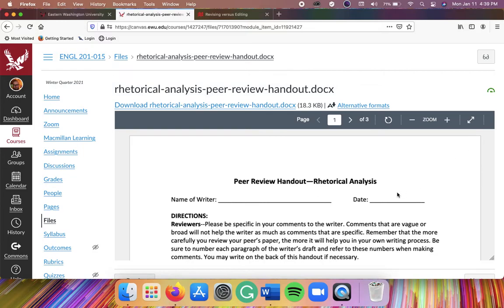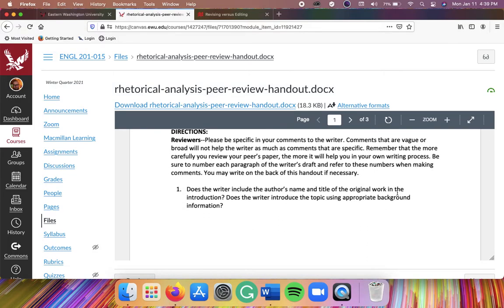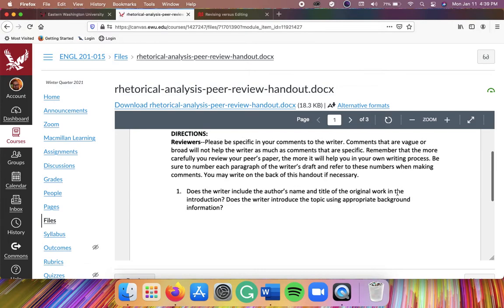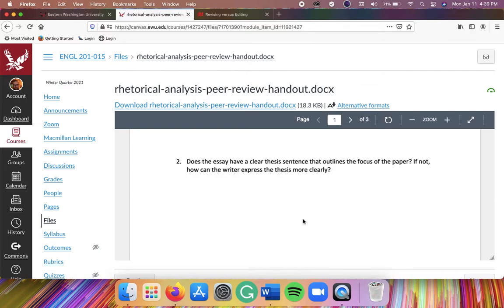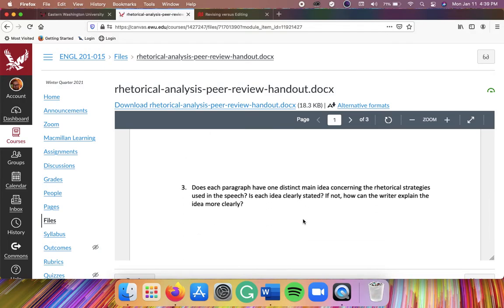You will be filling out this peer review handout that just gives you a direction to go in while doing the peer review. It asks things like, does the writer include the author's name? Does the essay have a clear thesis statement that outlines a focus? Yes, no, how can they improve it? You'll be filling this out and putting it in, and then you'll also be leaving in-text comments.